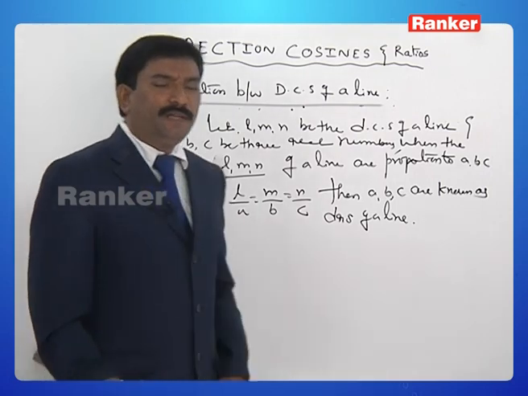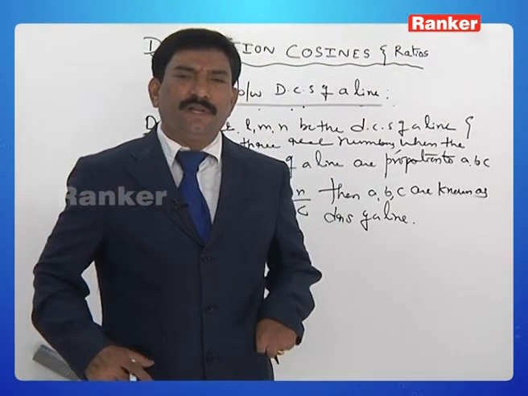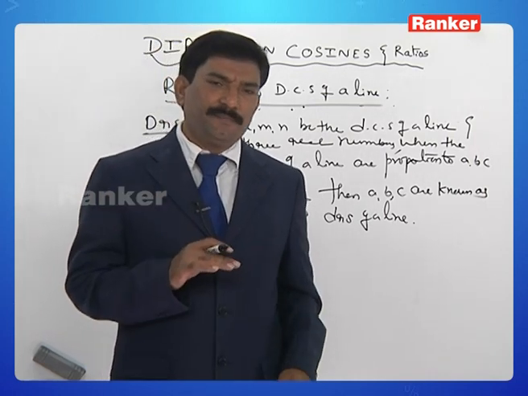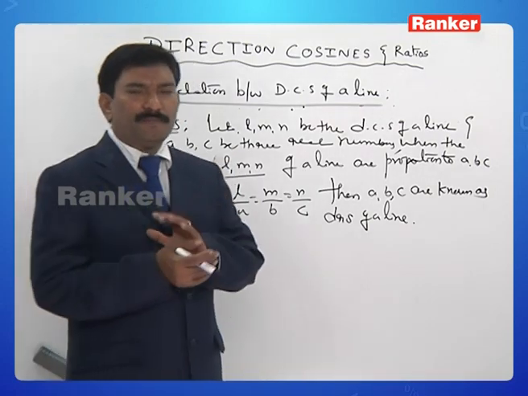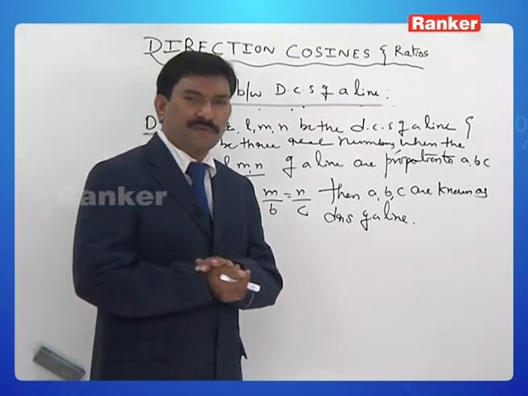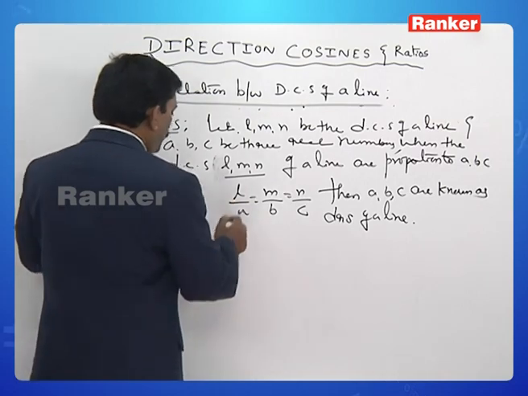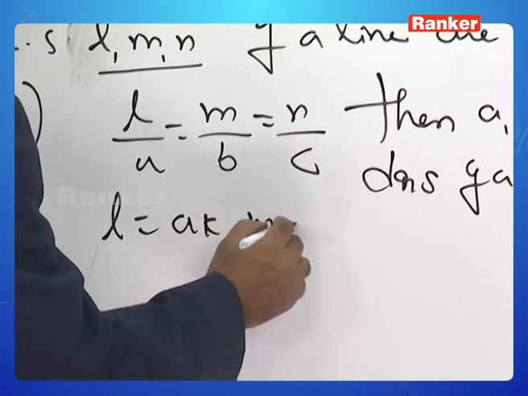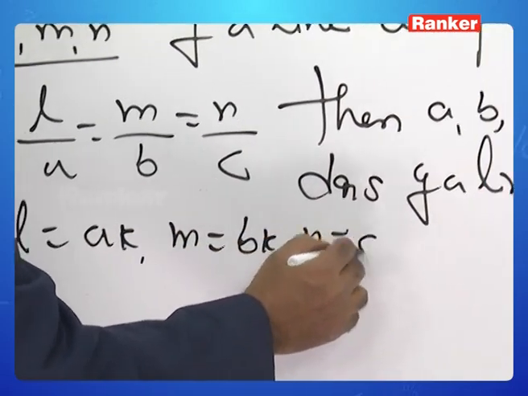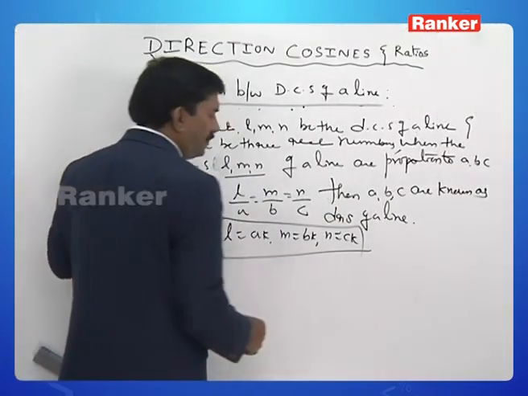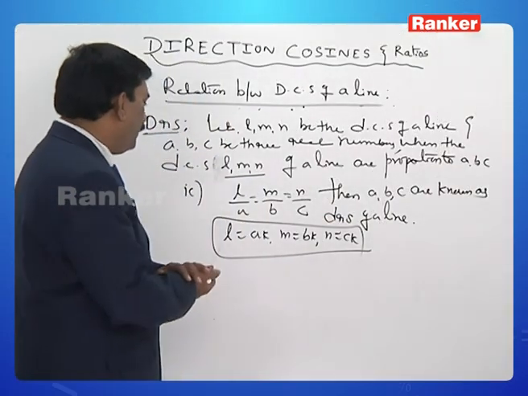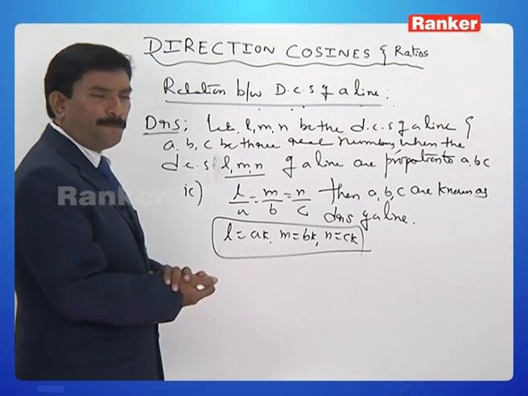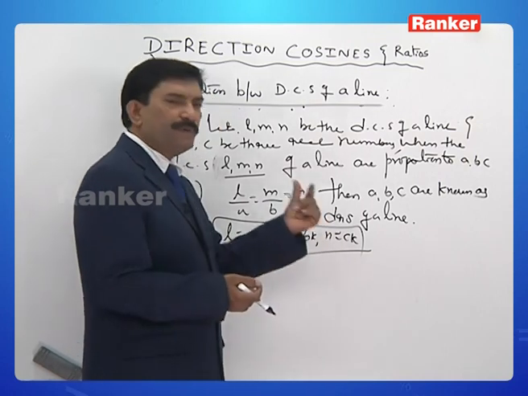So any 3 real numbers are said to be DRs of a line if they are proportional to the direction cosines. Then every such set of real numbers we call direction ratios. I can write L equal to AK, M equal to BK, N equal to CK, where K is a constant of proportionality. So why? They are proportional to that.